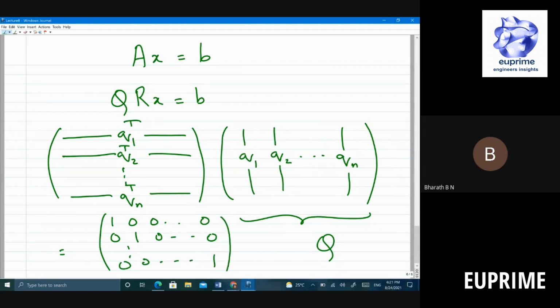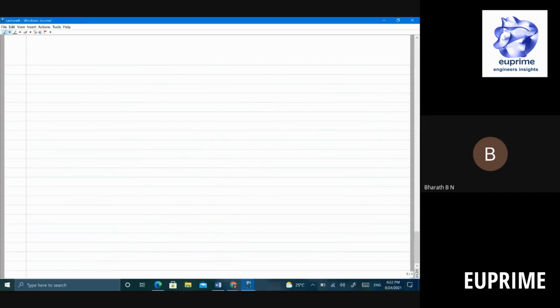So if I pre-multiply this whole equation by Q transpose, that is Q transpose Q times Rx equal to Q transpose b. All that I'm doing is multiplication. I'm just taking Ax equal to b and multiplying by Q transpose, after doing the QR decomposition. So what can you say about this? This is identity, right? I'll call this b tilde, another vector. So what do we get? Rx is b tilde.